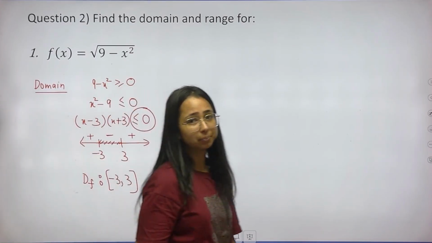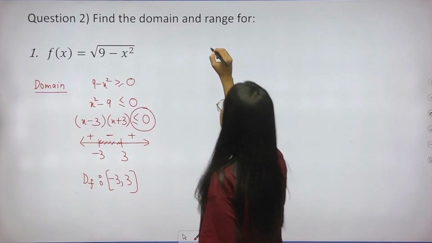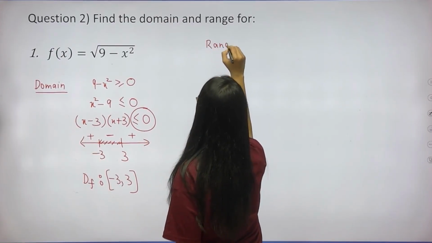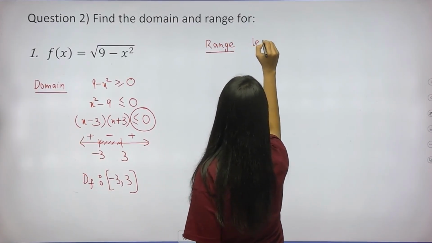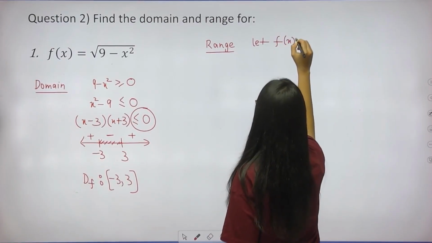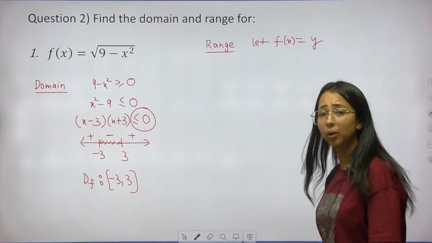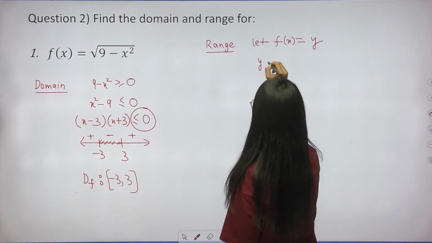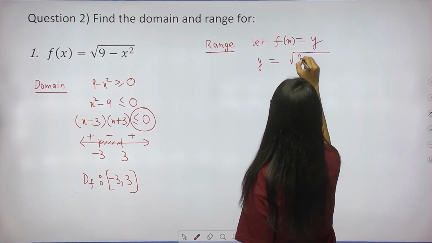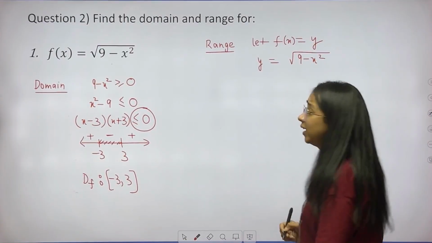Clear to everybody? Okay. Now let's find the range. For finding the range, let f of x be equal to y. Now y becomes equal to under root of 9 minus x square.